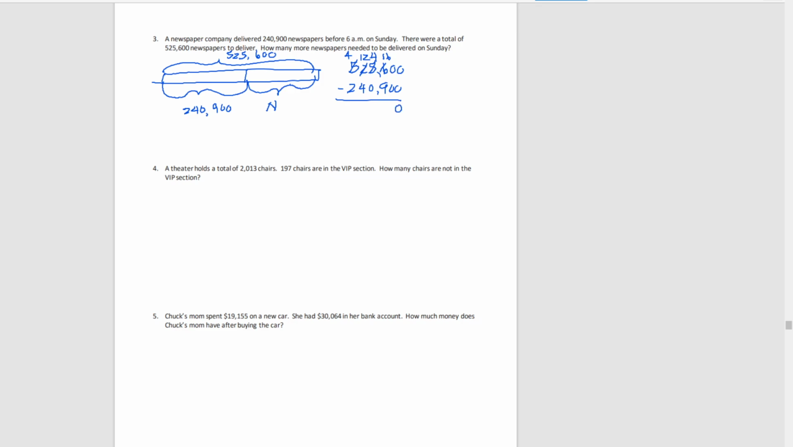0 take away 0 is 0, 0 take away 0 is 0, 16 take away 9 is 7, then 4 take away 0 is 4, 12 take away 4 is 8, and 4 take away 2 is 2. So we would have 284,700 newspapers left to be delivered.